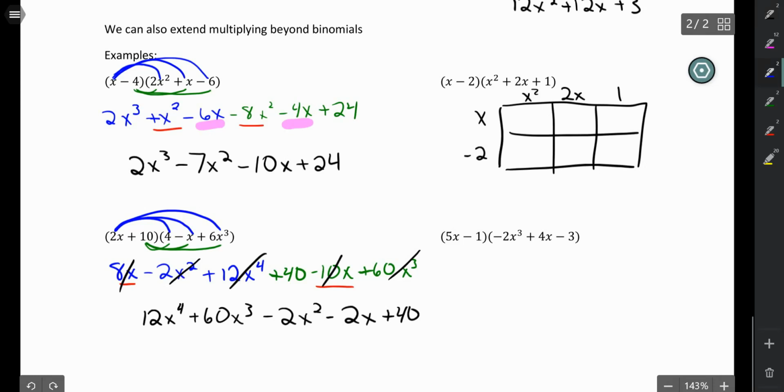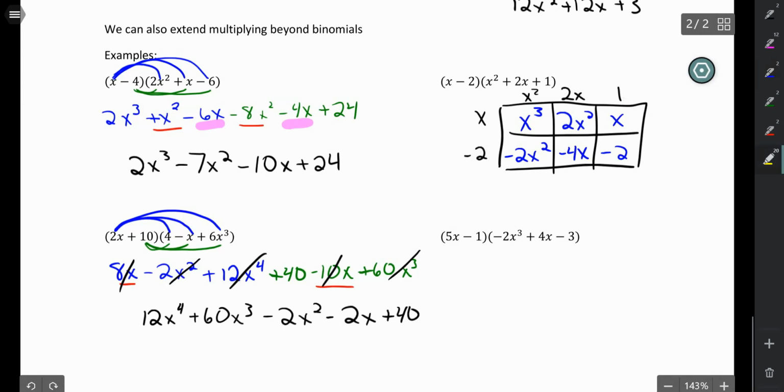And I know that I need to fill every section in this box with a product as I multiply all the way through. So x and x squared gives me x cubed. x and 2x gives me 2x squared. And x and 1 gives me x. Keep multiplying. Negative 2 and x squared gives me negative 2x squared. Negative 2 and 2x gives me negative 4x. And negative 2 and 1 gives me negative 2.